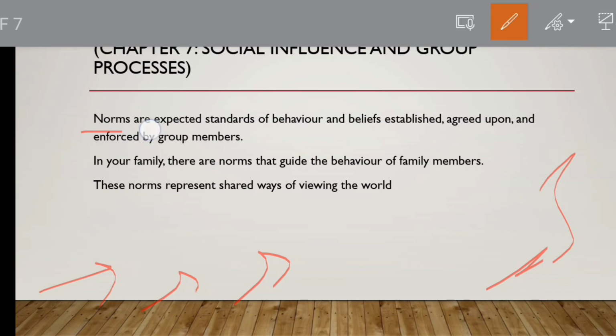So these are the expected standards by the school, by any organization of behavior. That's how you will behave. You can't talk aggressively to your teachers. You can't behave in a bad, impolite manner in the school, because there are norms that you are a girl or a boy and you have expected standards.